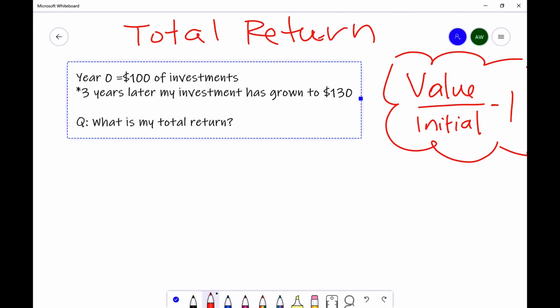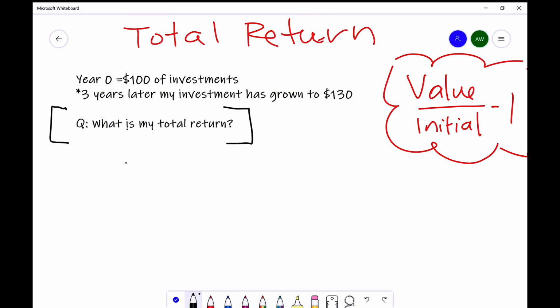So let's go over an example. Okay, so here we have the problem set up where in year 0, I put $100 in investments. 3 years later, that investment has grown to $130. So not bad. The question here is, how do I calculate my total return? The formula for total return is total value, or whatever value you sold it at or what value it's worth today, divided by your initial investment, minus 1 to get that into a percentage form.